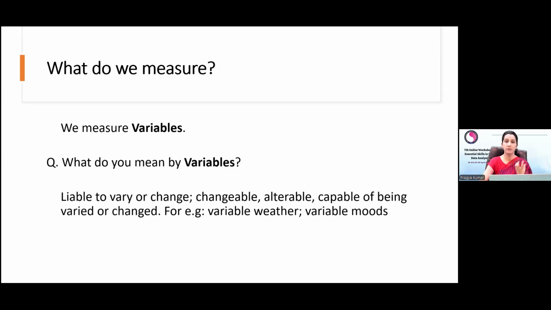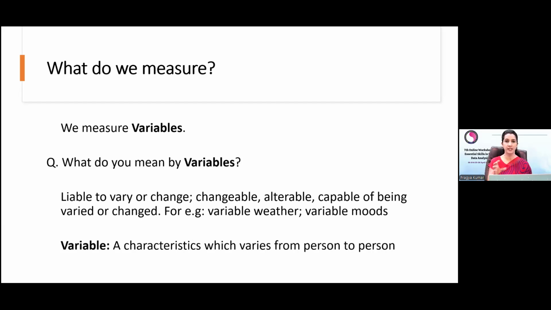So it is something which is liable to change, or liable to being varied or alterable. Like there are varying weathers, there are varying moods. All these are variables. So a variable is a characteristic. On the basis of that, as we discussed in the data entry, one column is for one variable, and it varies from one person to another person. Those variables which we create are always in columns, and the people whom we recruit as our study participants will be in the individual rows.